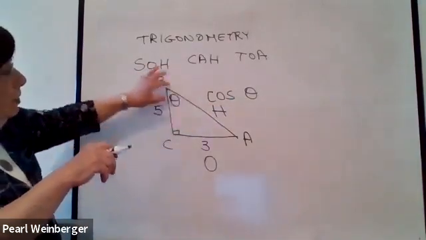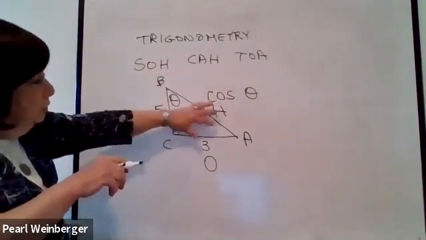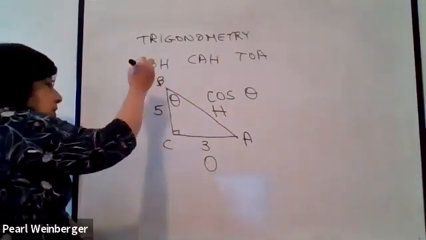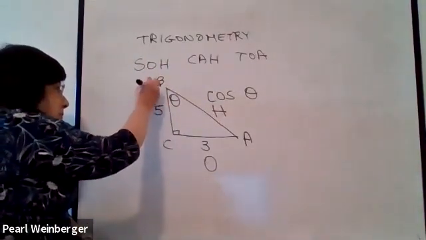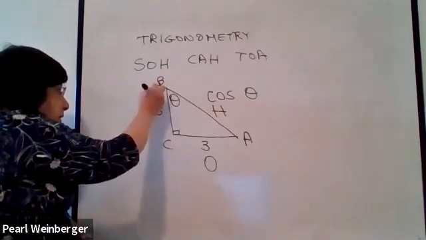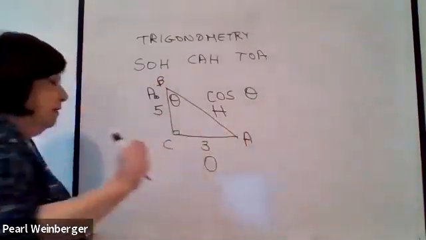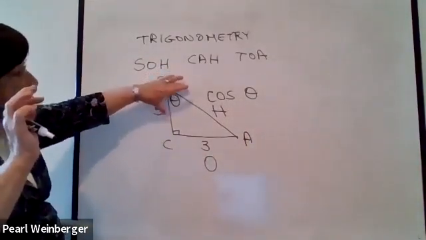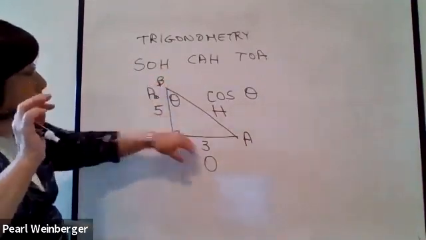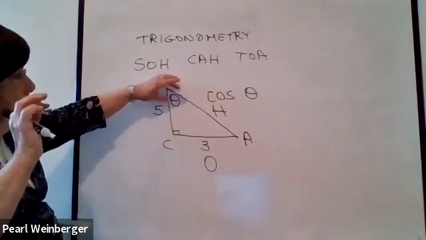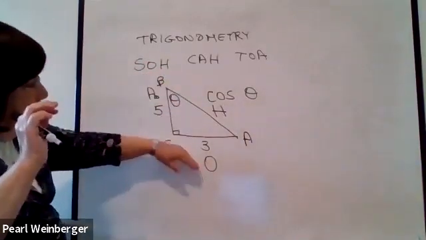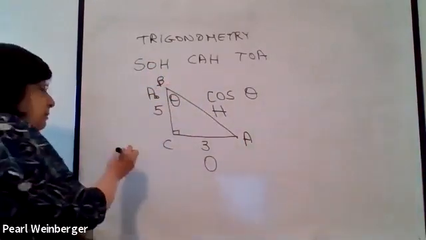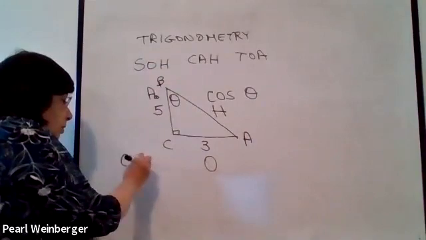Notice I always put the hypotenuse first before I go to the adjacent, because every angle has two sides attached to it. One of the sides will always be the hypotenuse. The other side that is attached to it, that's the adjacent. I'm going to call it AD because I don't want you to mix it up with this A. So if I look at angle theta, I can label my sides relative to angle theta: opposite, adjacent, hypotenuse.